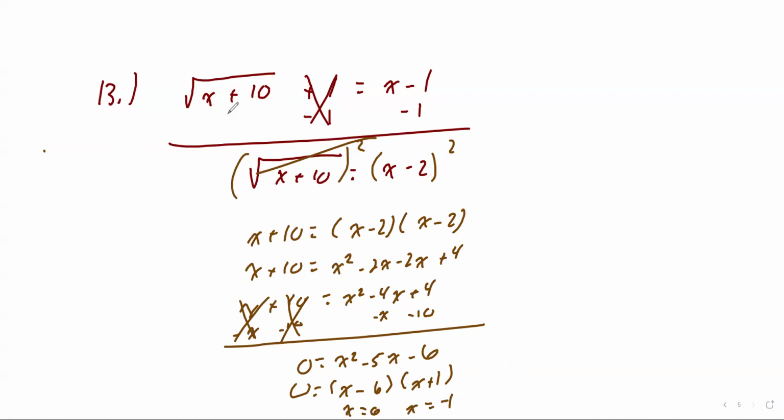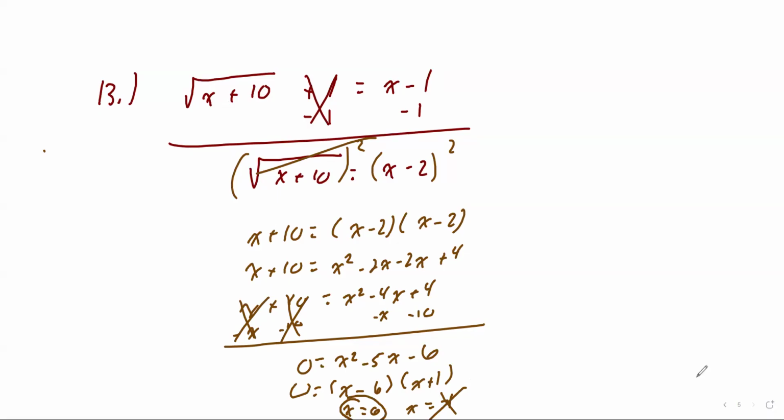We check it. Negative 1 plus 10 is 9. So square root of 9 is 3. So 3 plus 1 is 4. But negative 1 minus 1 is negative 2. So that's out. Try 6. 6 plus 10 is 16. The square root is 4. 4 plus 1 is 5. 6 minus 1 is 5. So in this case, x equals 6 would be my only answer.